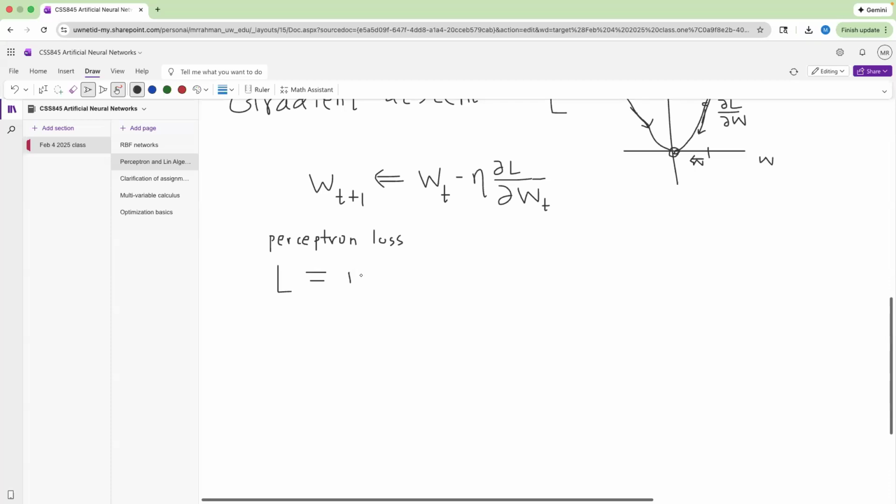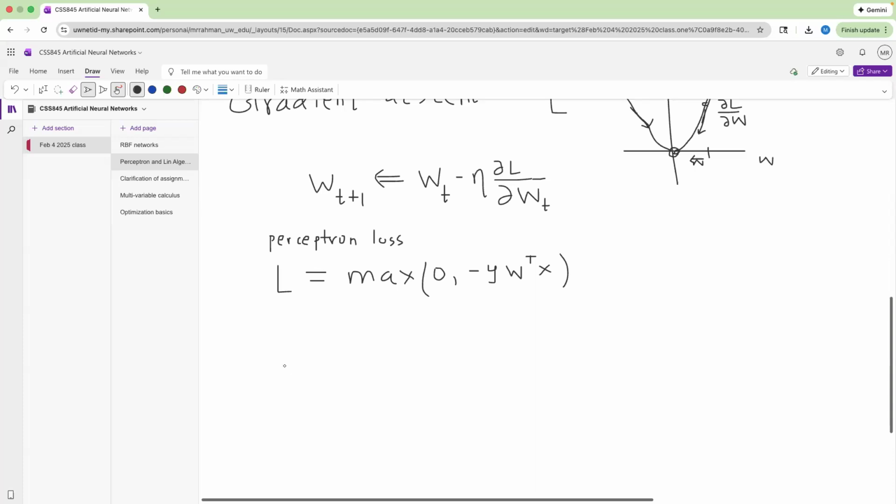Is going to be maximum of 0 and minus y times W transpose X. Okay. So let's think about this, if this makes sense.